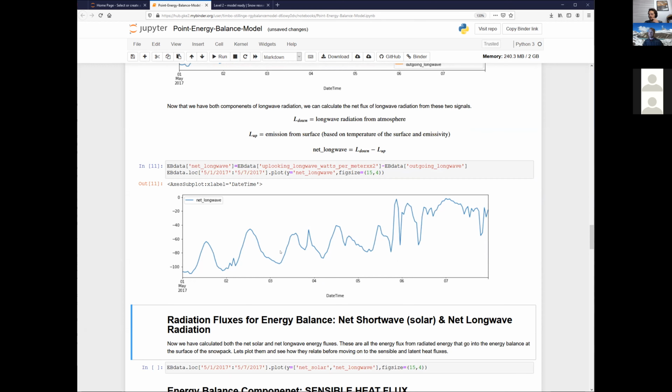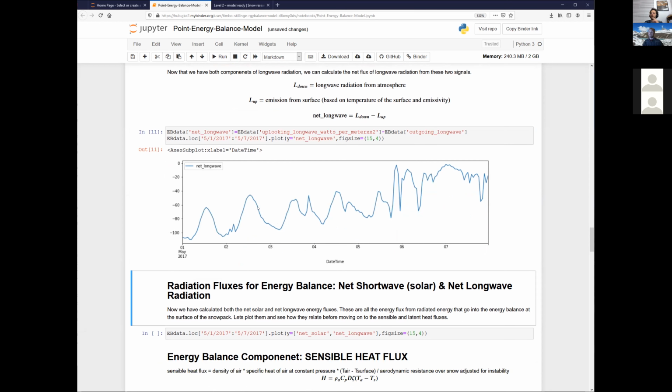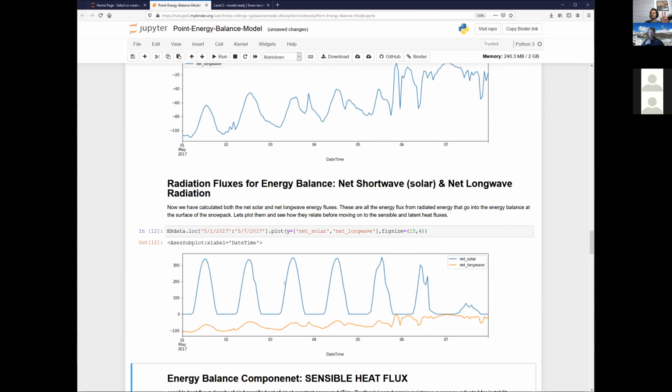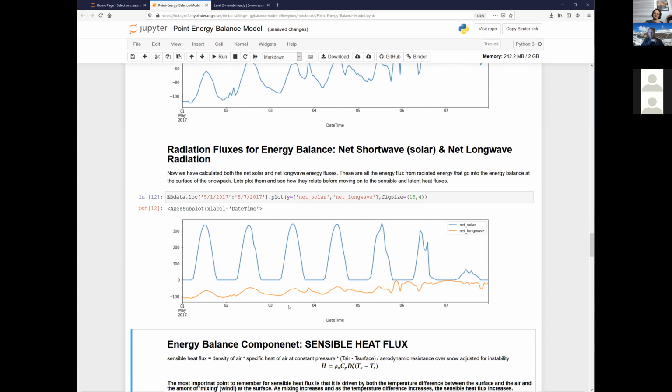Now let's look at both. We've done 2 of the 4 components of the energy balance: the net flux of solar radiation and the net flux of long wave. If we plot both of those next to each other, we notice some interesting things. So why is the net solar flat line at 0 over and over again? These parts of the graph right here, why are those so flat and at 0?